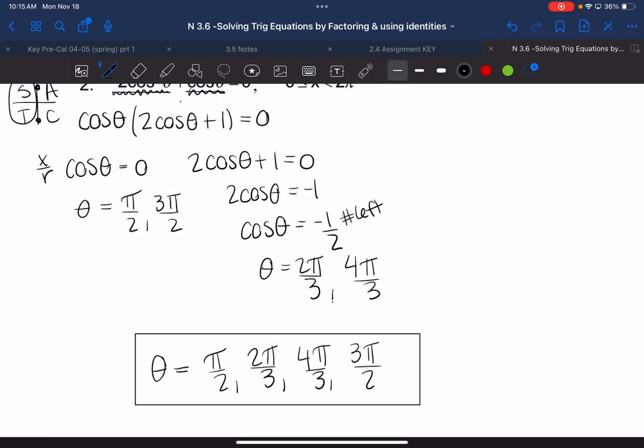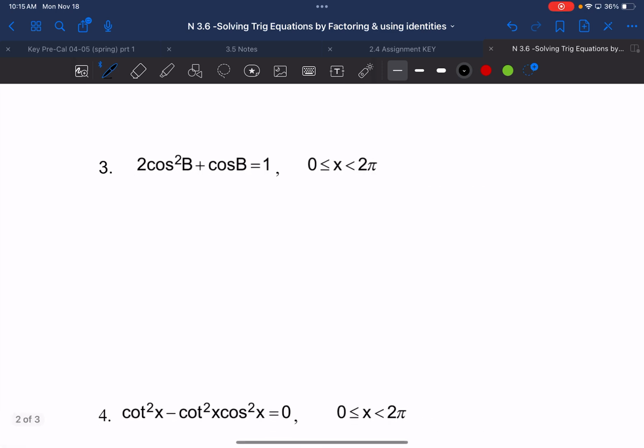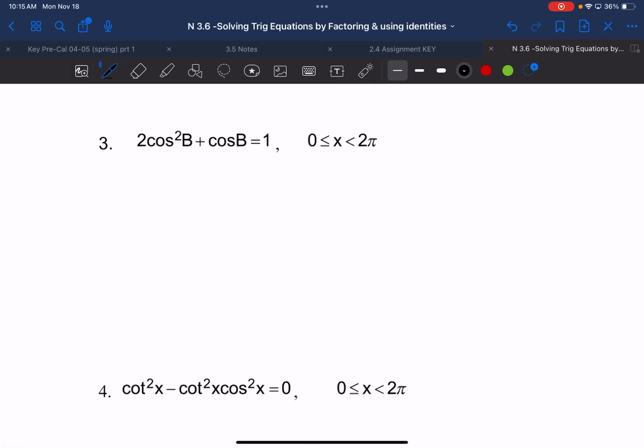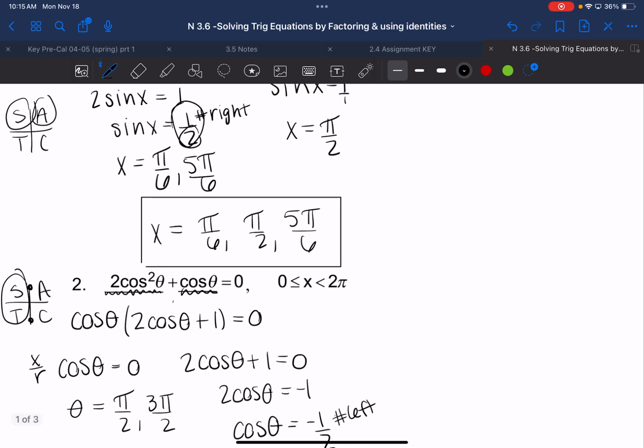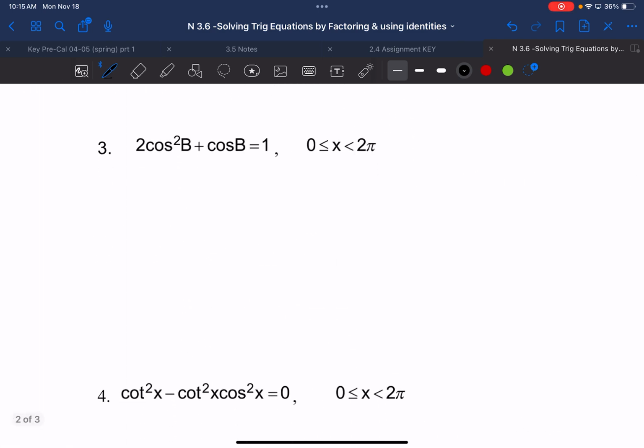Okay, so flip it over on to the back of that page. Let's look at another one. Number 3 says we've got 2 cosine squared plus cosine equals 1. Again, not necessarily looking like one of our basic 8 identities, so I probably do want to factor it. But in order for us to factor, everything has to be on one side of the equation, right? If you look back at the ones we solved, equal to 0, right? Equal to 0. So, what do we need to do first?